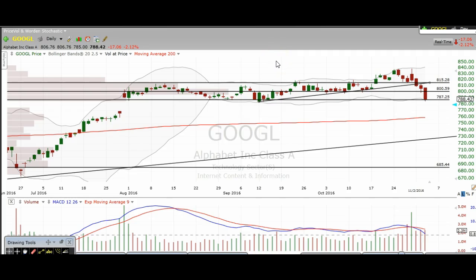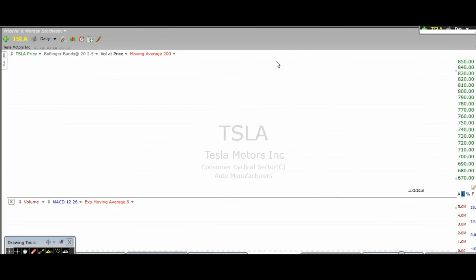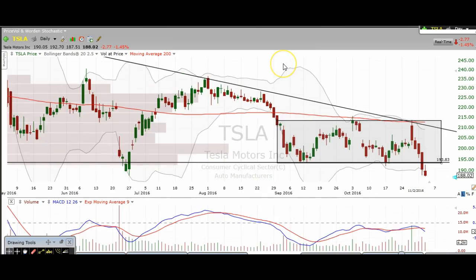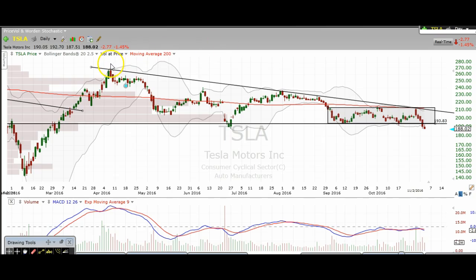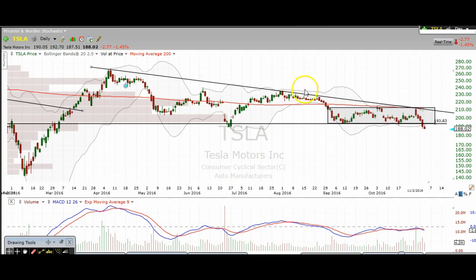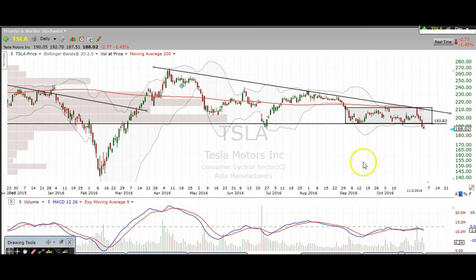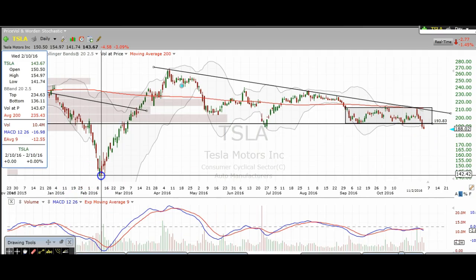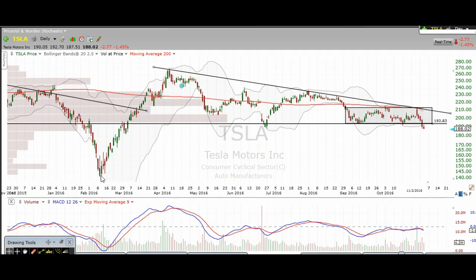The next one we're going to take a look at is Tesla. As you can see, we've been in a downtrend since April of this year. Test and rejection, test and rejection, test and rejection, finally breaking these lows right here, and we continue to like it for a short. I think eventually it's going to hit these lows down here at about 142.